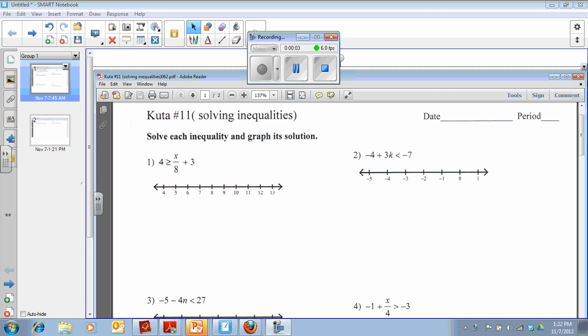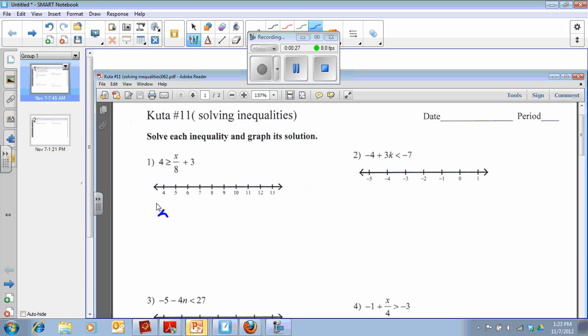This video goes with Kuta handout number 11, where we're still solving inequalities and then graphing them. And I really want to focus on the problems that have fractions in them so that students know how to isolate the variable when we have a fraction. So some of the examples I'm going to do will really focus on that. But I want to do problems 1 and 2 to begin with. So problem number 1, I'm going to rewrite it.